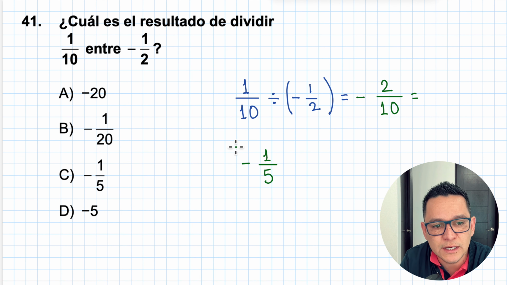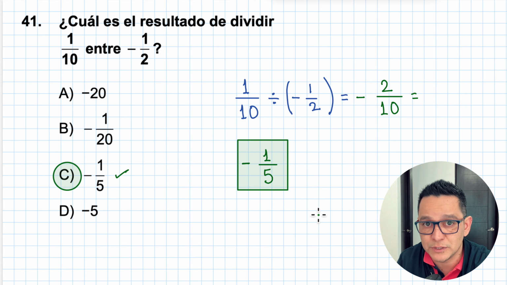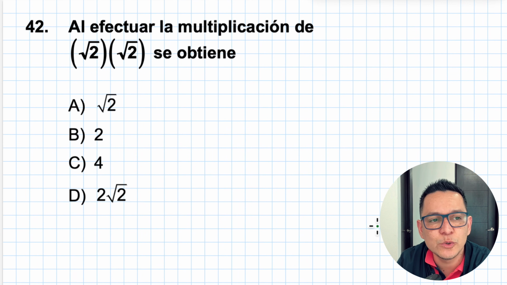The result is -1/5. So let's see what that corresponds to. Where is it here, right? So, the answer to exercise number 41 is -1/5. Done. We're finished. Simple, right? All right, come on. Let's move on to exercise number 42.